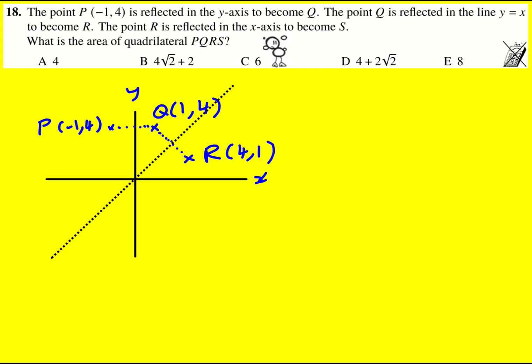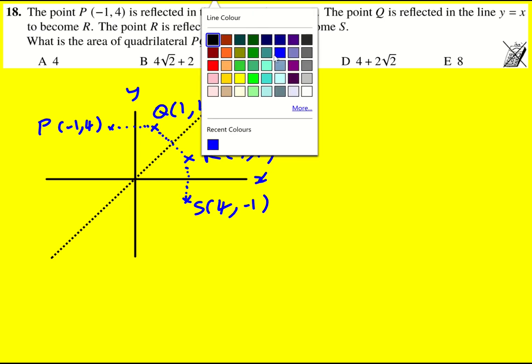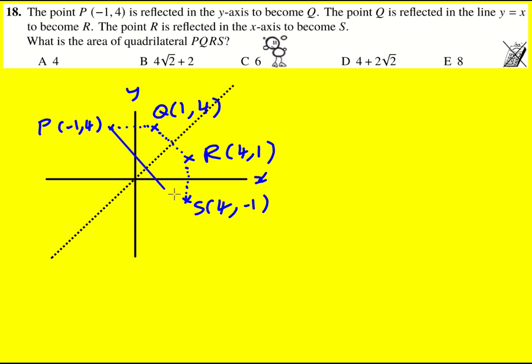And then finally, we're reflecting in the x-axis. It's going to go down here. And this time the x-coordinate is going to stay the same, but the y-coordinate is going to become -1, because again, we move 1 to get to the x-axis, so we're going to move another 1. And we form a quadrilateral. Okay, and we're asked for the area of this quadrilateral.